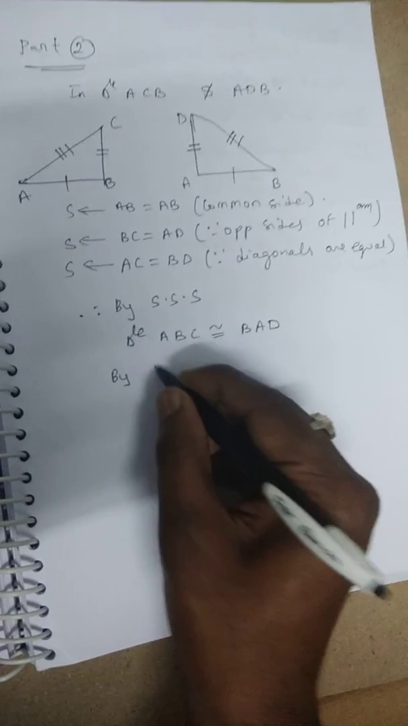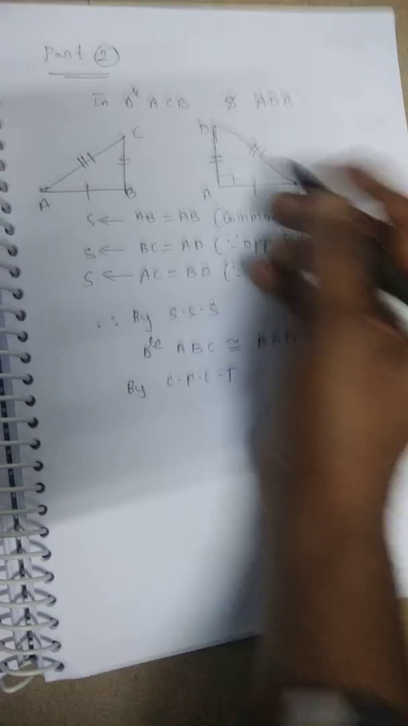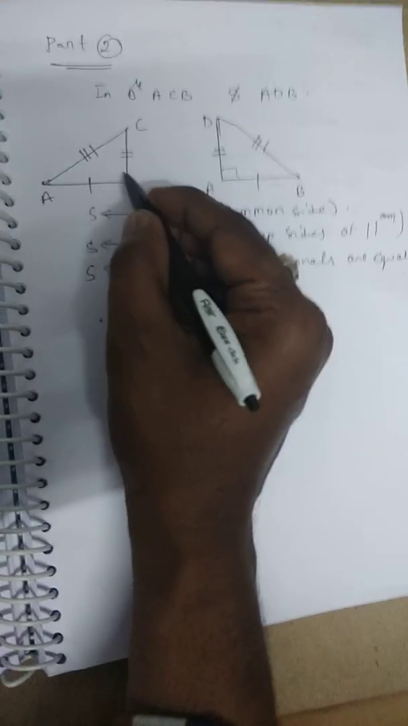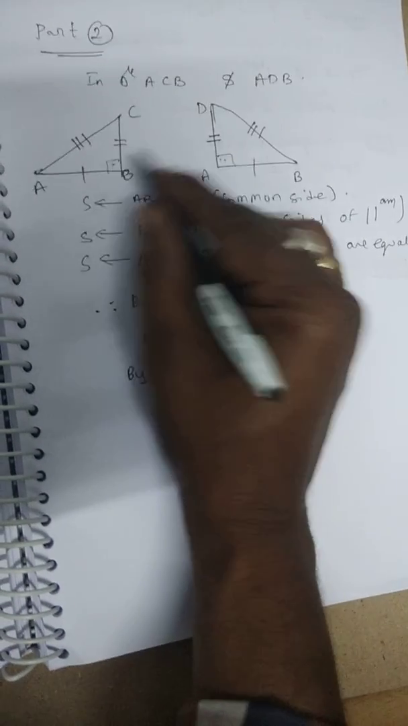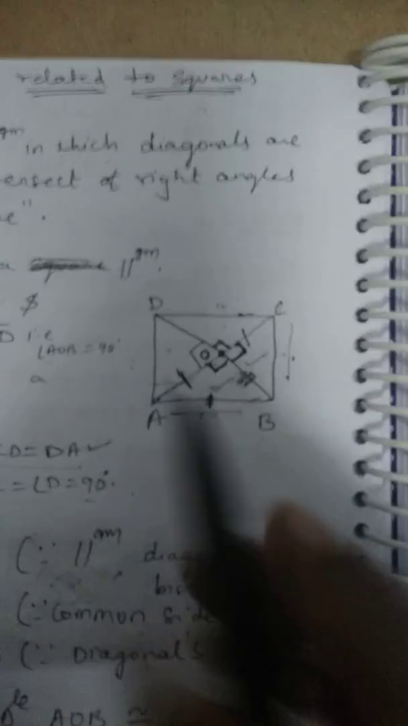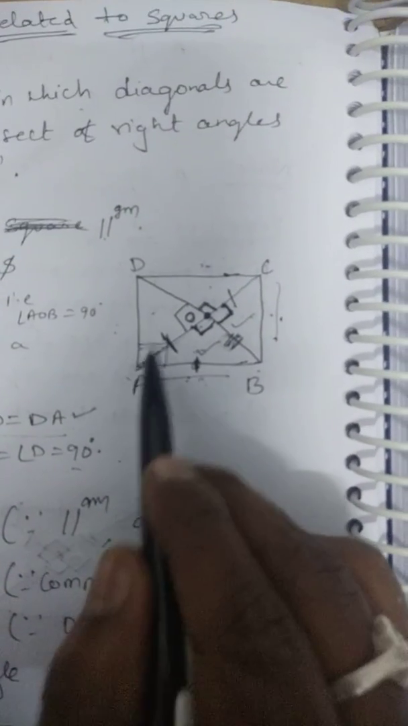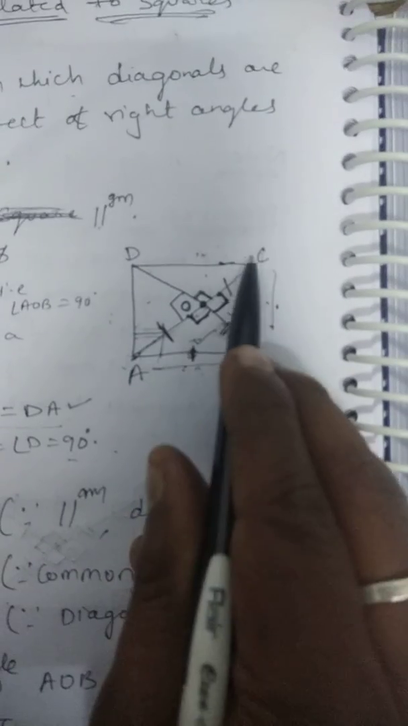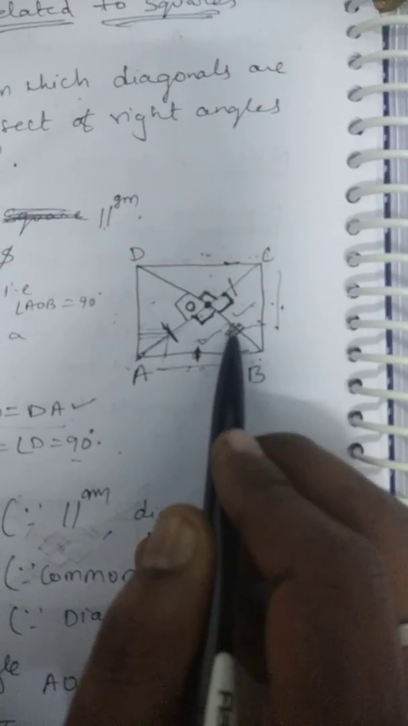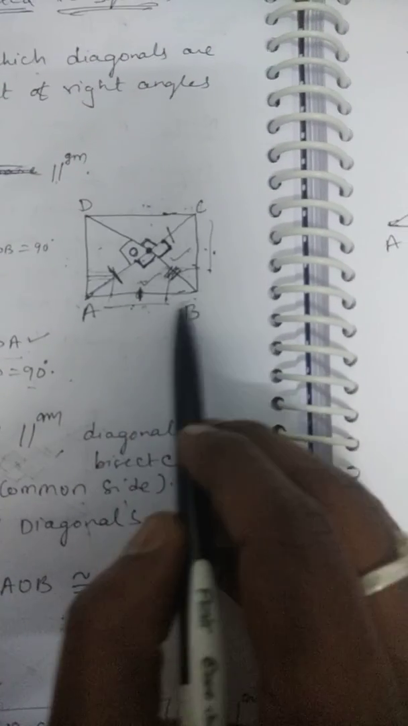By CPCT, angle A in this triangle is equal to angle B in the other triangle. These two are corresponding parts. So angle A is equal to angle B. When you go to the main figure, this is the complete angle A and angle B. These two are nothing but adjacent angles of this parallelogram.